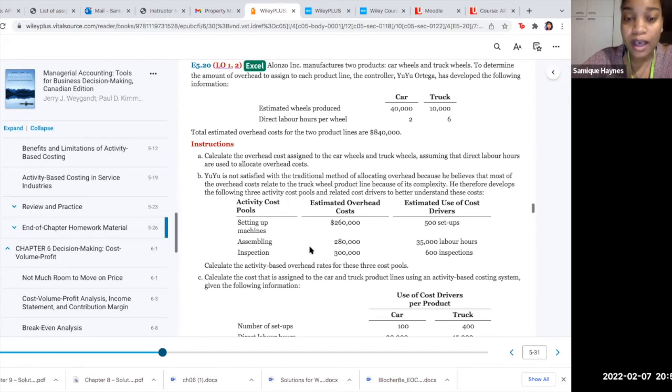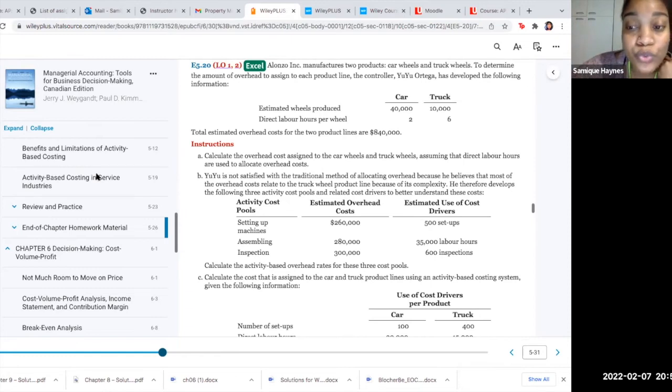Now, what is our predetermined overhead rate for assembling? 8. Everybody else got that? Great, 280,000 divided by 35,000, perfect. And our predetermined overhead rate for inspection, 500, okay. Now I like that everybody is just saying 500, 8, and the other one was what? 520. You're just saying $520, $500, $8.